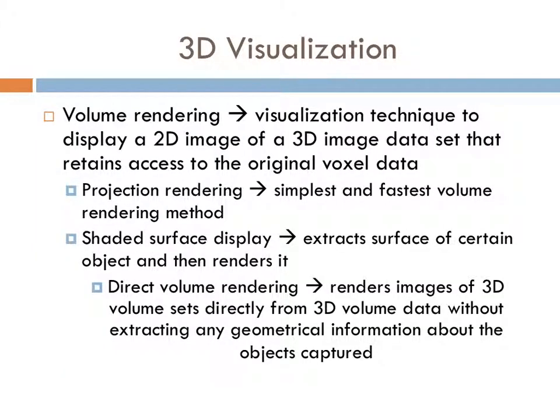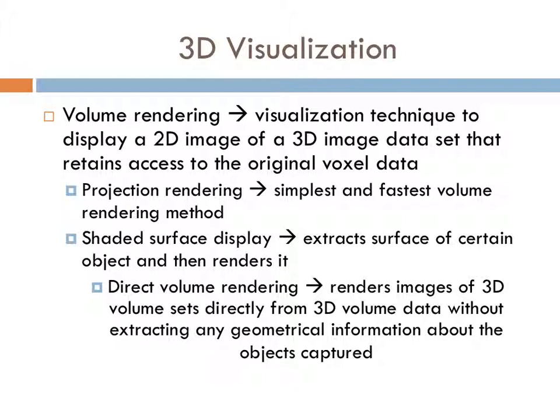In medical imaging, 3D volume data are used in a rectangular format grid consisting of multiple slices, where each slice has a dimension of 512 by 512 or 256 by 256. Volume rendering is a visualization technique to display a 2D image of a 3D image dataset that retains access to the original voxel data. It is often referred to as 3D reconstruction.